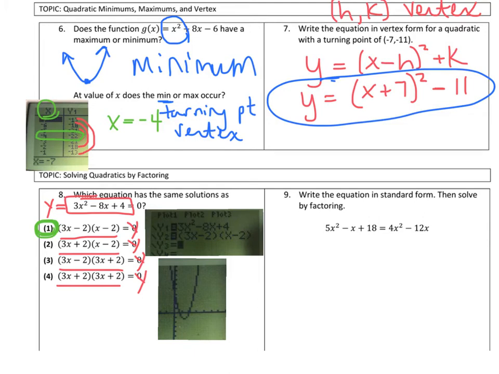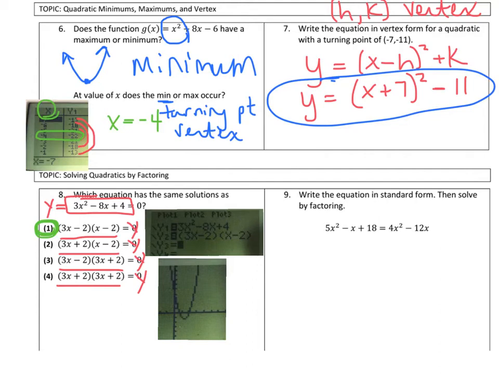So if you look at this, this is what I mean. I typed y equals 3x squared minus 8x plus 4 into my y1, and then I typed (3x minus 2)(x minus 2) into my y2. Just choice one. Now when I hit graph, only one parabola came up. What that means is that they were both the same. They landed right on top of each other, meaning that they have the same solutions.